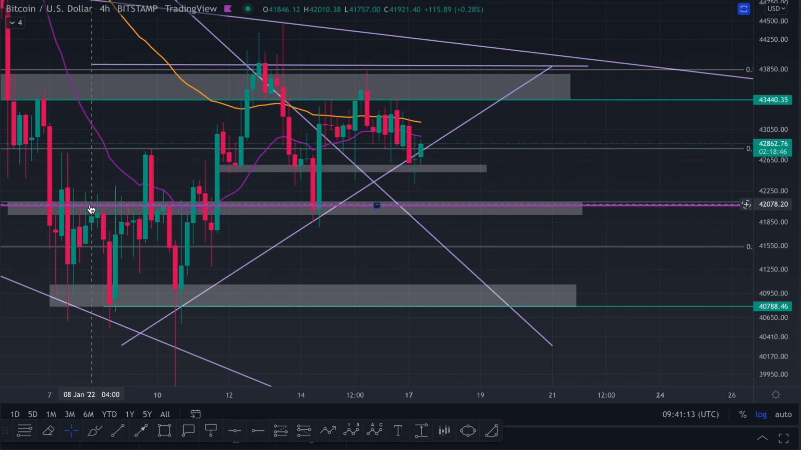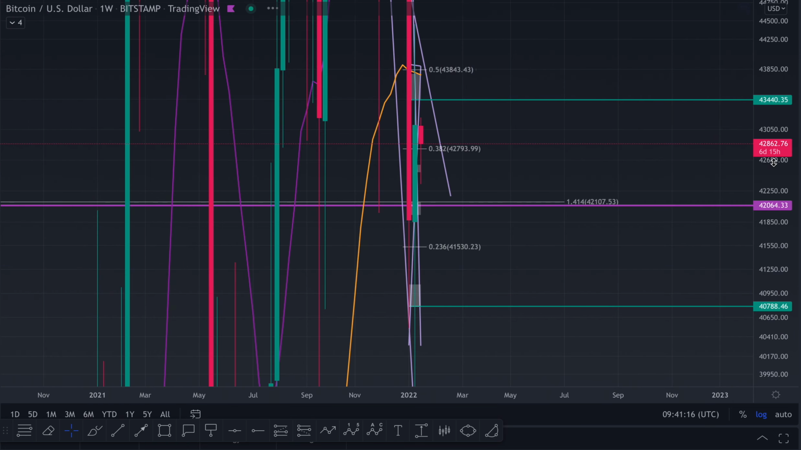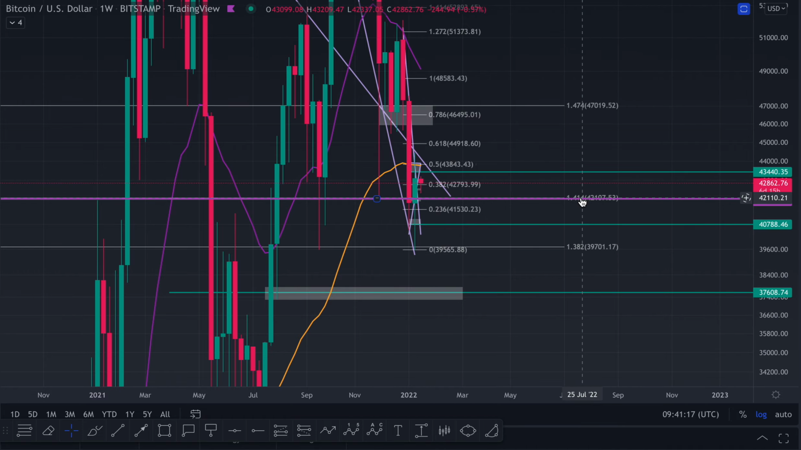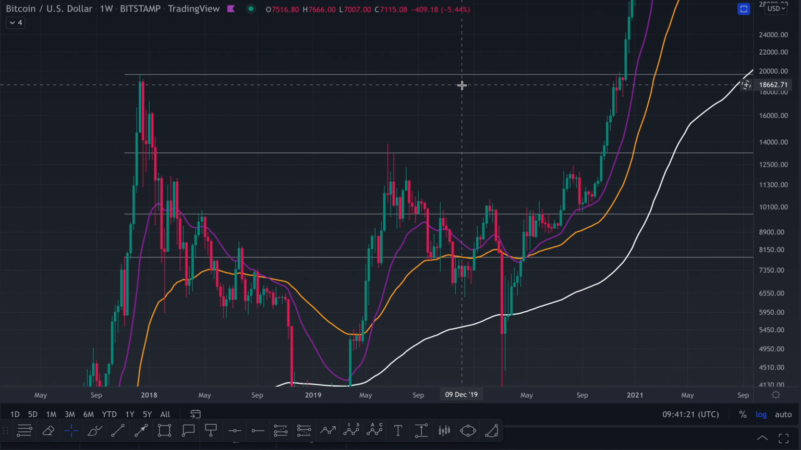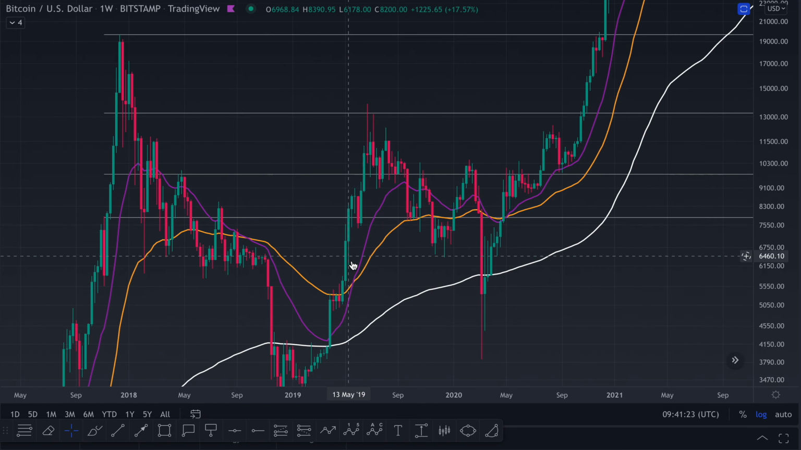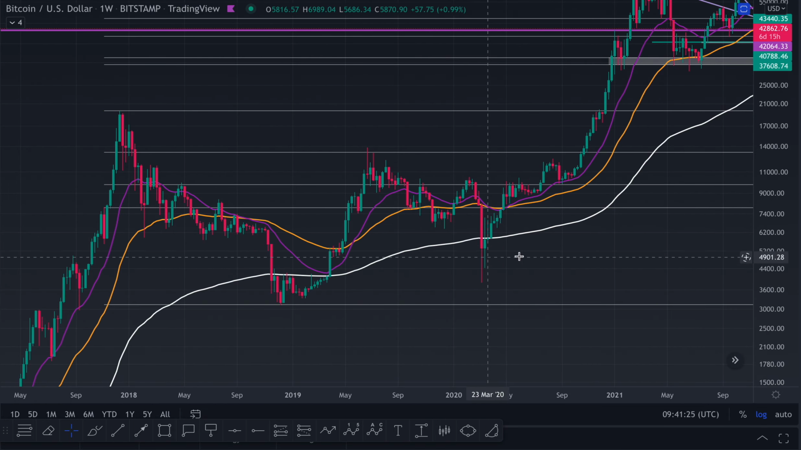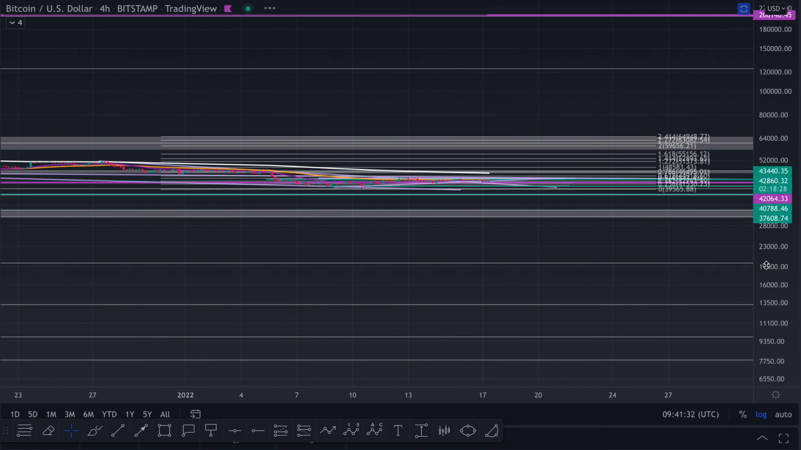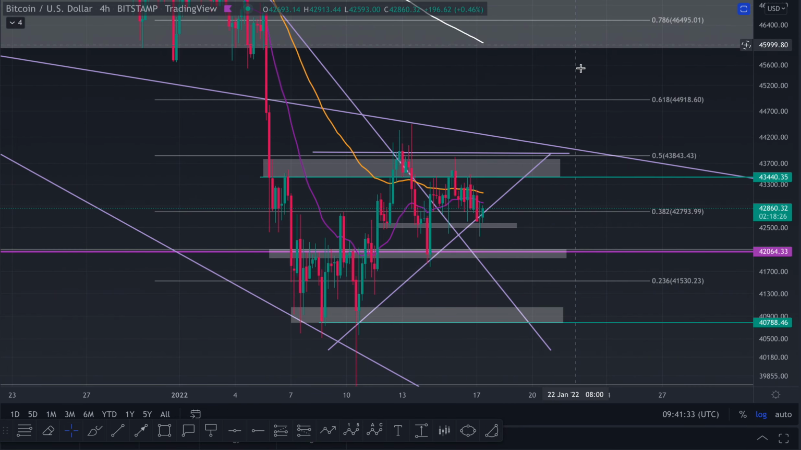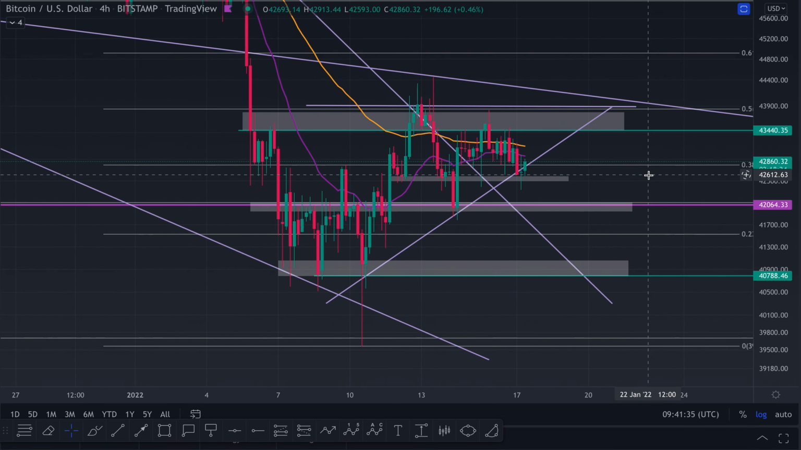This purple line's also the weekly. If we go to the weekly quickly, the weekly 1414. And how did we get this 1414? Well, we measured the top of the previous bull market to the low of the bear market, about 3k, and that's given us this 1414, this purple line here. So if we go back to the 4 hour now, that is this purple line, 42,000 exactly, a nice psychological level.